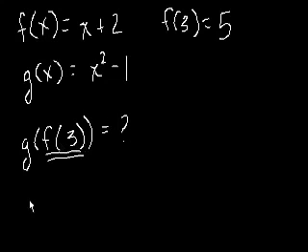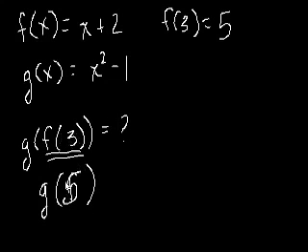So g of f of 3 is the same thing as g of 5, right? Because f of 3 is equal to 5. Sorry for a little bit of messiness. So then what's g of 5? Well, then we take this 5 and we put it in place of this x, right? So g of 5 is 5 squared, 25 minus 1, which equals 24. So g of f of 3 is equal to 24.